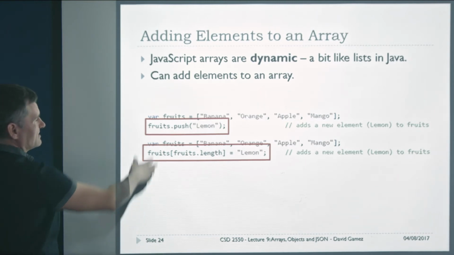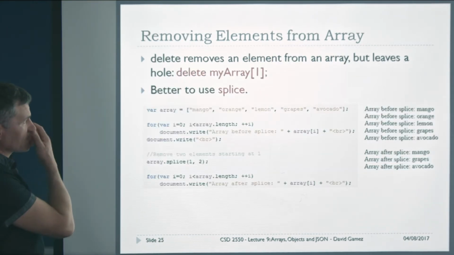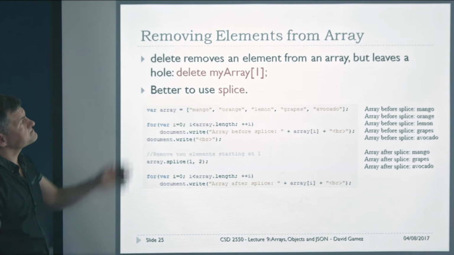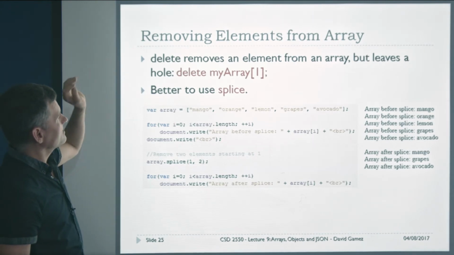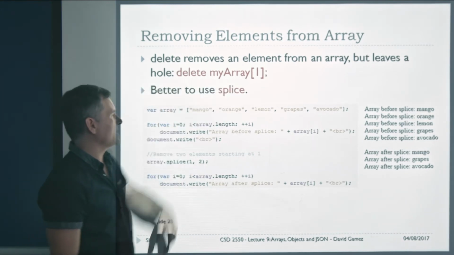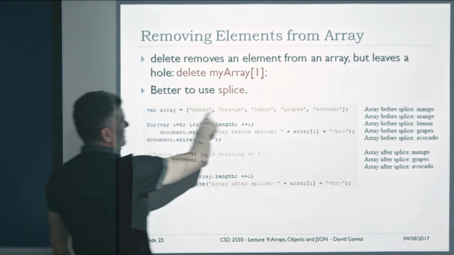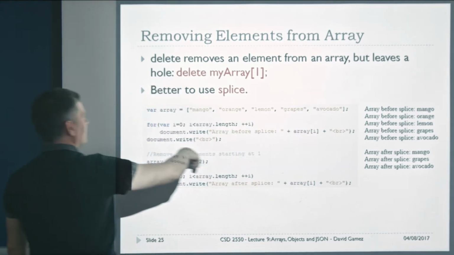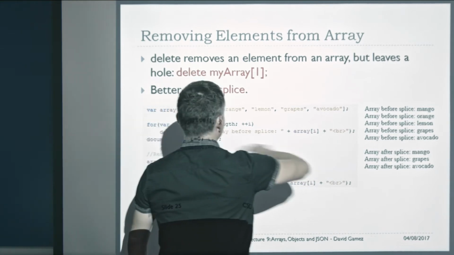Fruits.push is much easier, so I'd just use that if I were you. We can also remove elements from the array, and there are two ways of doing this. We can use delete on the array. So supposing we've got an array: mango, orange, lemon, grapes, avocado. We output that. Oh, this is the splicing method.